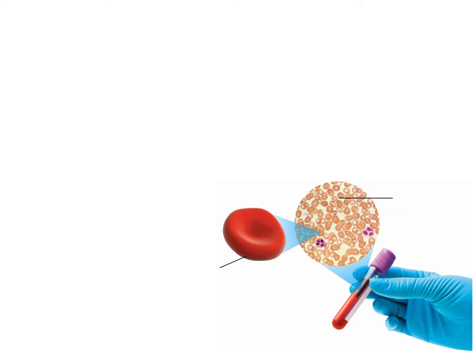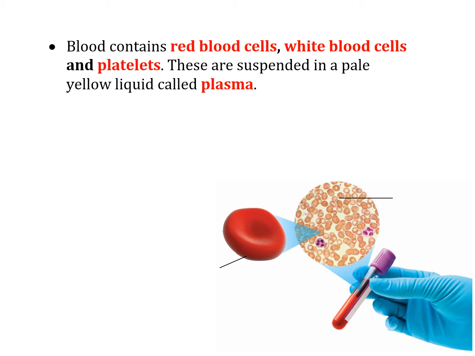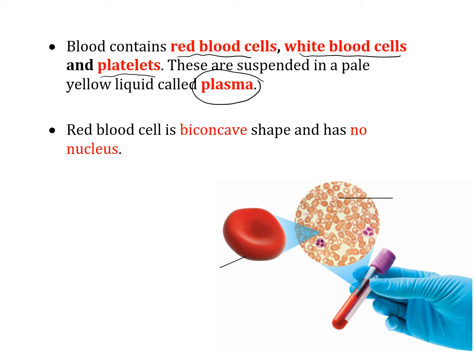So what does our blood contain? Our blood contains red blood cells, white blood cells, and platelets, and all of these cells are then suspended in the plasma to be transported around the body. Now let's take a look at the red blood cell in detail. What is the function of the red blood cell? The red blood cell is to transport oxygen around our body. Okay, and in order to do that, it has to have a few adaptations.